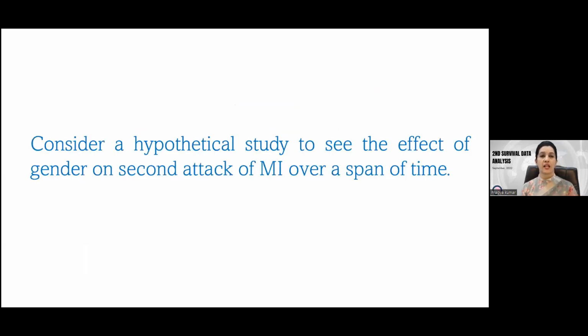Now consider a hypothetical study where I want to see the effect of gender on the second heart attack or MI, because we have been doing the life table analysis, the Kaplan-Meier analysis on this data set only, where the event which we have described is the second attack of the MI, and the inclusion criteria is all those individuals who had the first attack of MI. So if I want to see whether the survival probability is different, or maybe the hazard, what is the hazard ratio? So now I will define this concept of hazard maybe in the later part.